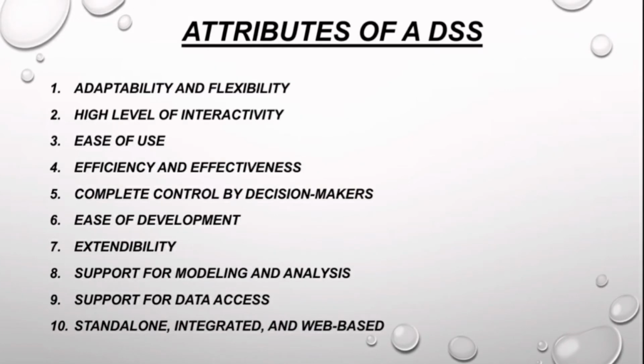Here are some of the attributes of decision support systems. The first one is adaptability and flexibility. High level of interactivity means interaction, ease of use, efficiency and effectiveness, complete control by decision makers, ease of development, extendability, support for modeling and analysis, support for data access, standalone, integrated and web based.